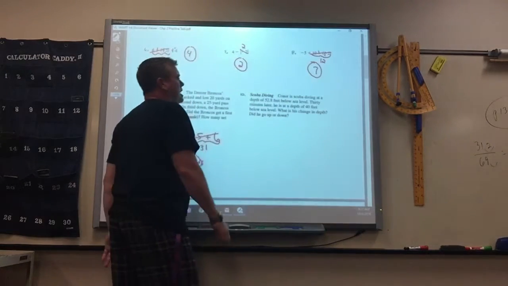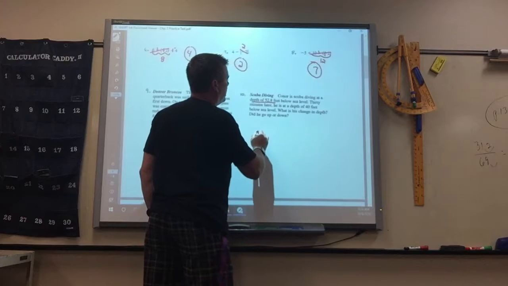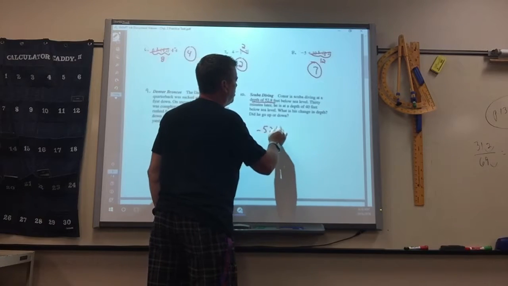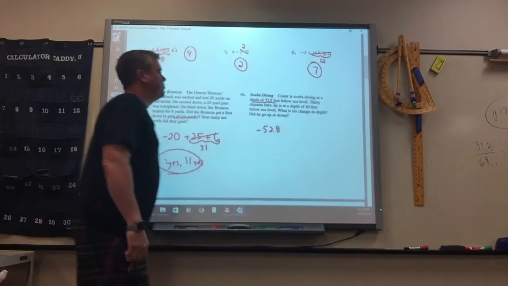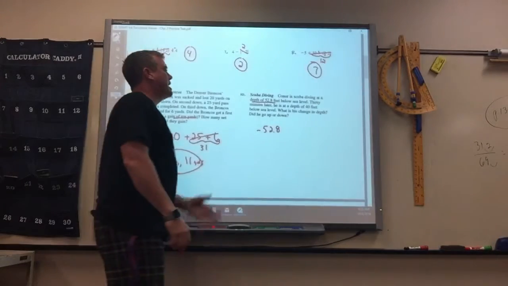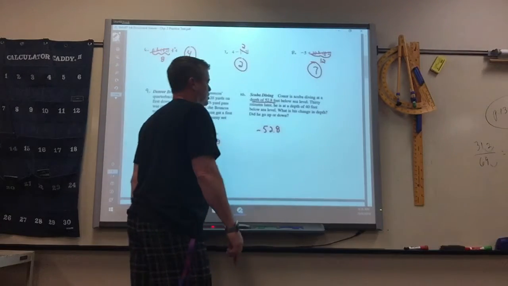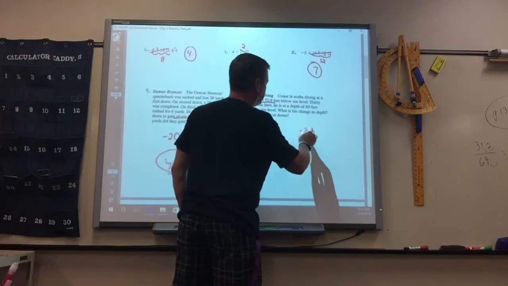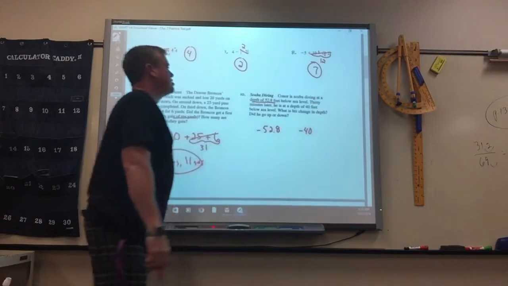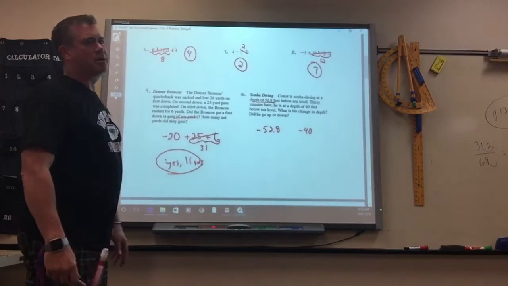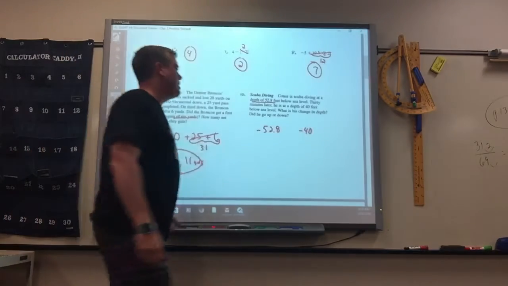Okay, Connor is scuba diving at a depth of 52.8, so that's negative 52.8 feet below sea level. 30 minutes later, he's at a depth of 40 feet below sea level. What is this change in depth? Did he go up or down? Up. He went up. Yeah.